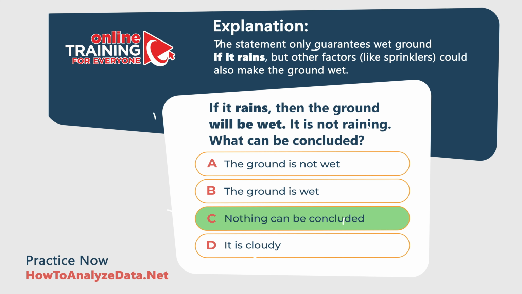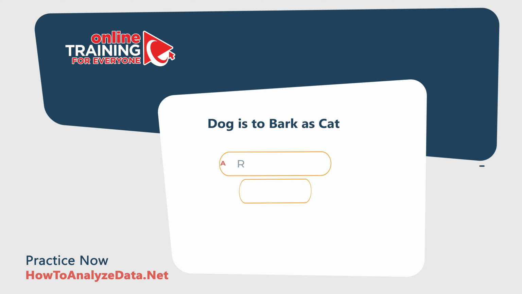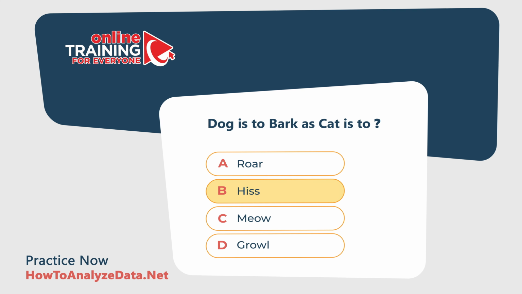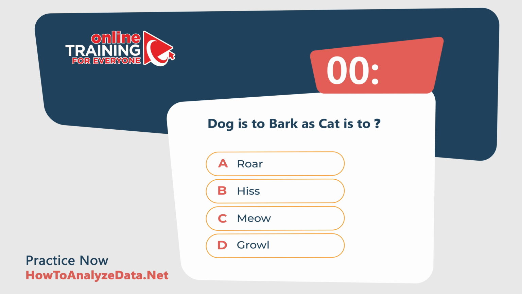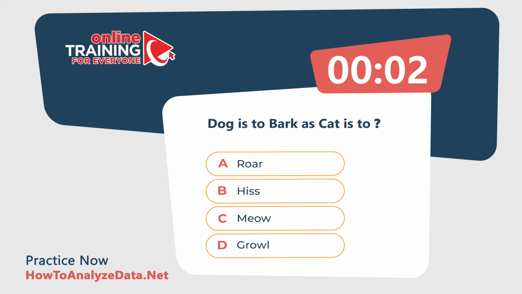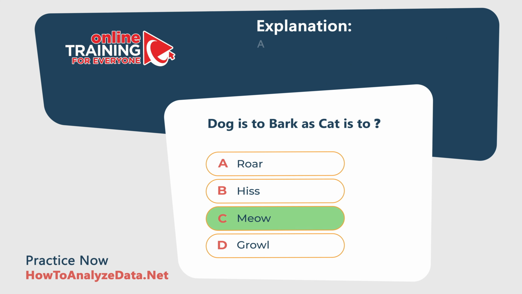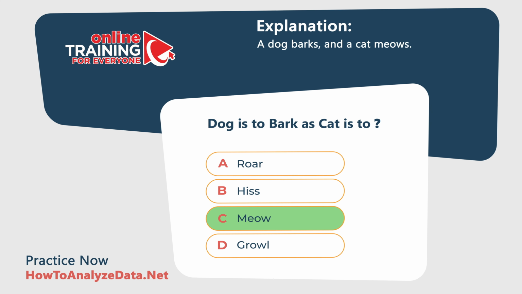Dog is to bark as cat is to A. Roar, B. Hiss, C. Meow, and D. Growl. The correct answer is choice C. Meow. A dog barks and a cat meows.